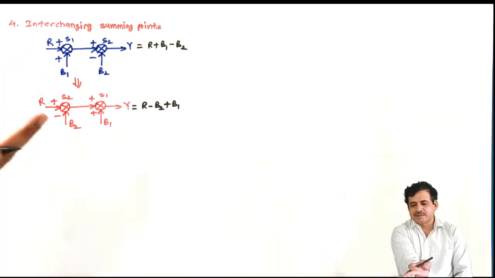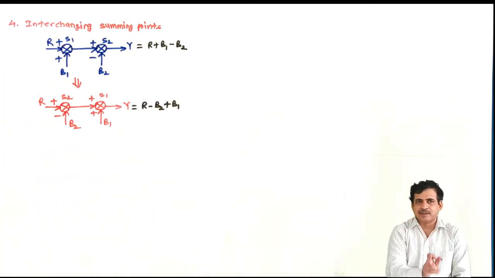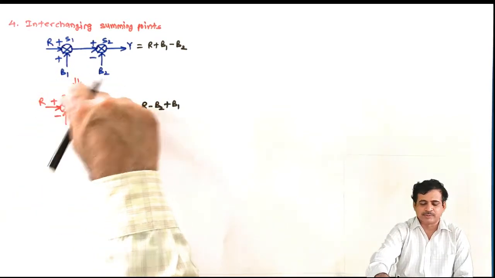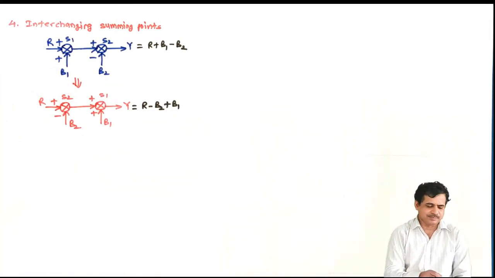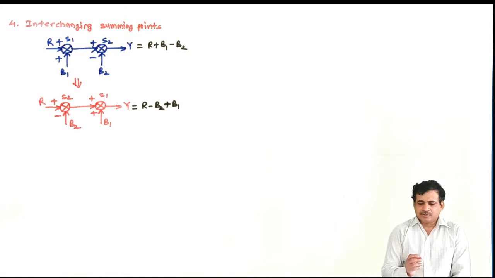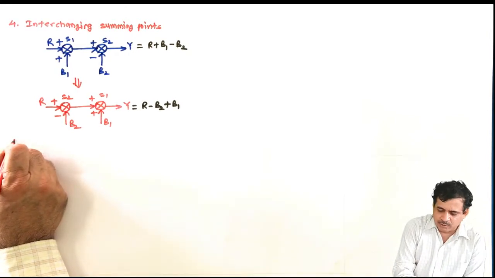Interchanging the summing points is permissible only if there is nothing between the two summing points. They are directly coupled. Let us move to the next rule.